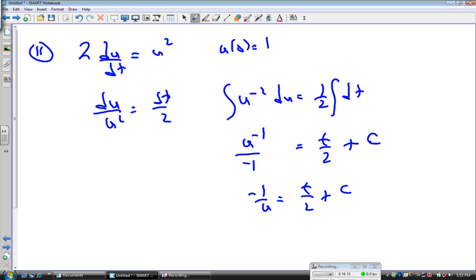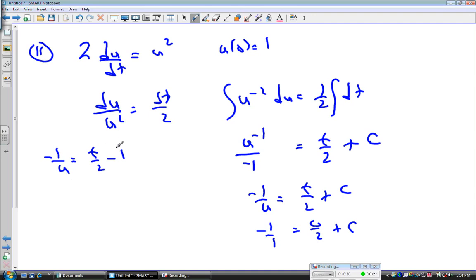Okay? Now, what are we going to do with that? Well, let's plug in the initial condition, see if we can figure out c. u is 1 when t is 0. Okay, so negative 1 over 1 is negative 1 equals 0 over 2, which is 0, plus c. So c is negative 1. So what did we get? We get negative 1 over u is t over 2 minus 1.